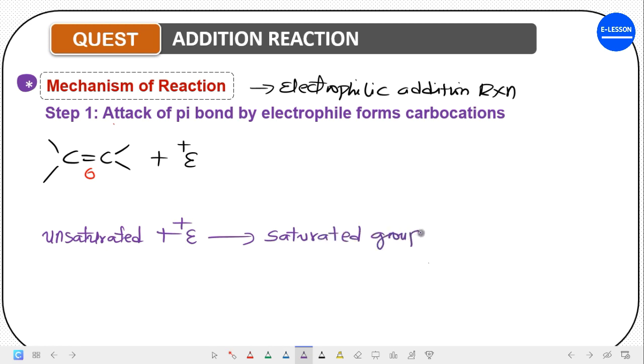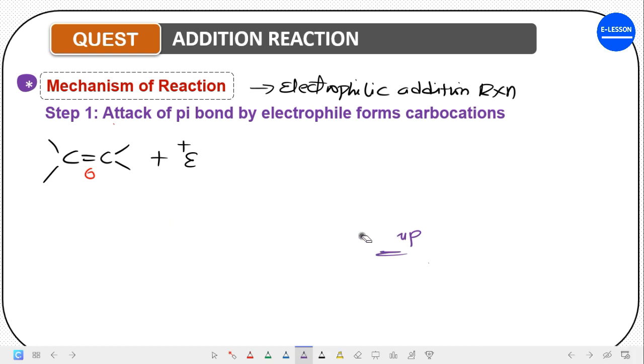Okay, to give a saturated group. So let's look at it together. How does this reaction occur? Now, the first thing is this positive charge here is a perfect electrophile. It's a strong electrophile. Let's take it that way. So we said the first step in electrophilic reaction is the attack of this double bond on the electrophile.